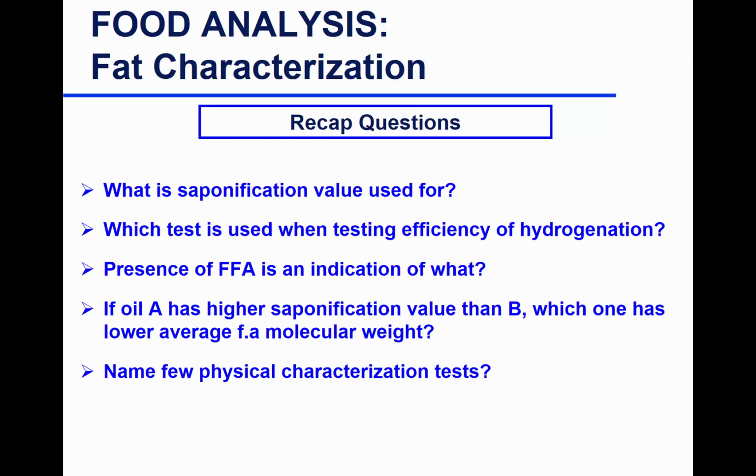bad for your health. Okay, if oil A has higher saponification value than B, which one has lower average molecular weight for fatty acid? We did that exercise last time, Walter? Yes, so it's an opposite. Somebody said very simply, in the denominator, you will have the higher value. That was the simple way of thinking about it. The more complicated way is 1 mole will weigh less than 1 mole of a smaller molecular weight fatty acid.